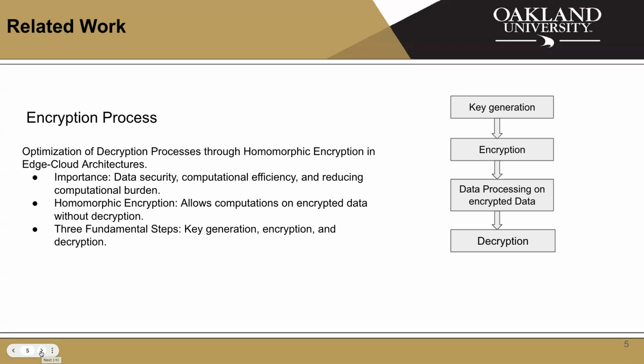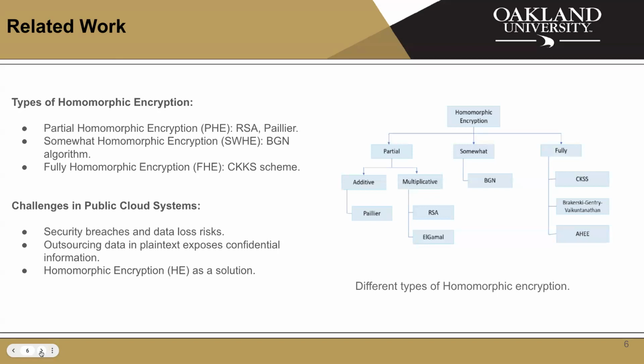Now, talking about the types of homomorphic encryption. Next slide, please. HE algorithms are usually categorized as partially, somewhat, and fully homomorphic, as illustrated in the figure. Partial HE allows us to perform either addition or multiplication operations on the encrypted data. Examples include RSA, which focuses on multiplicative operations, and the Paillier cryptosystem, which adopts an additive approach.